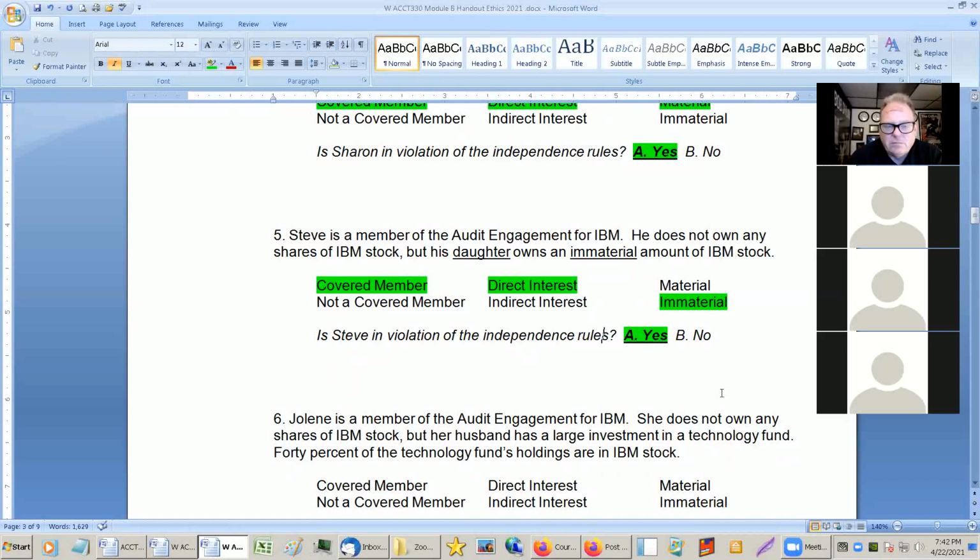How can a direct interest be immaterial? It could be a small amount, like one share of stock. A reasonable person could say, well, it's just one share, who cares? But the idea is that you can't have it come out that, oh, the auditors had investments in this place. And that's why.